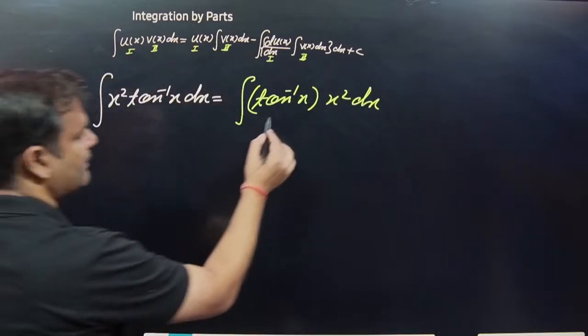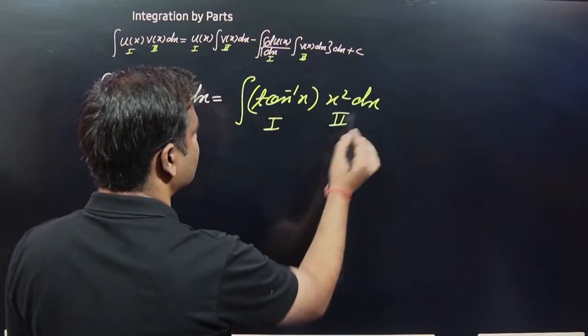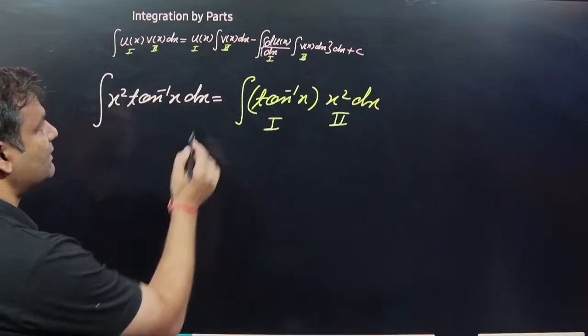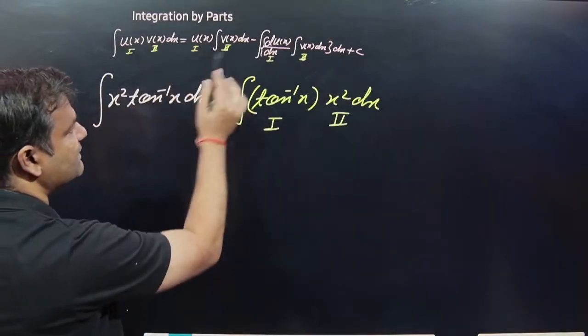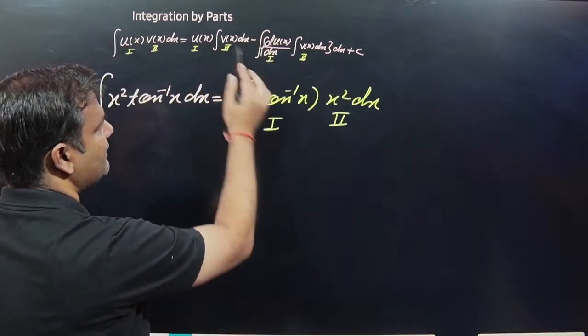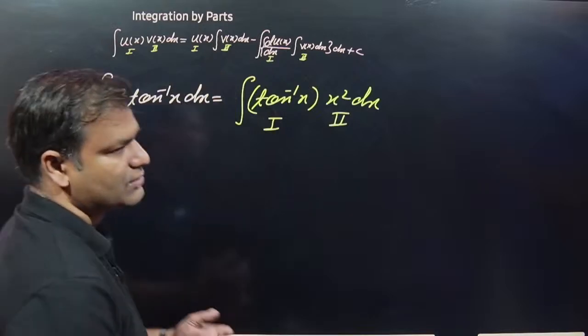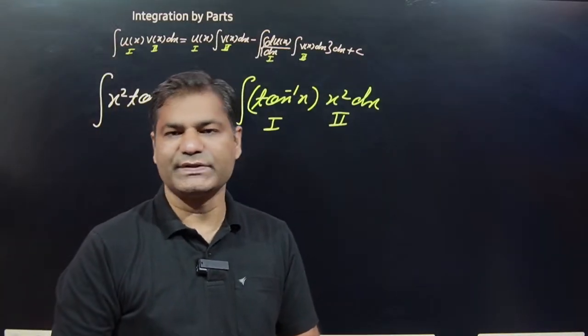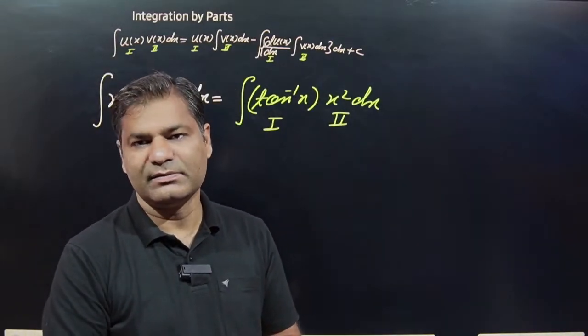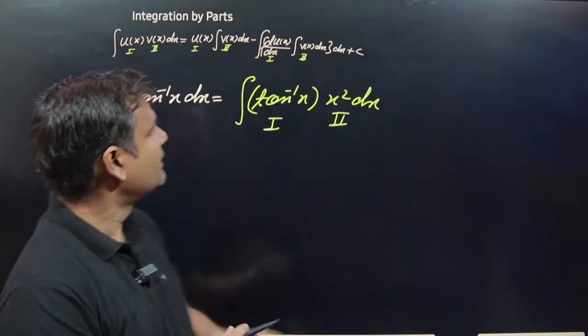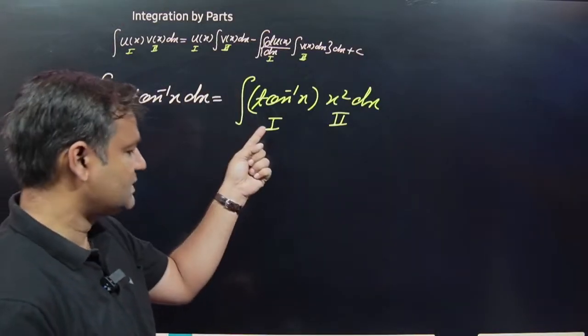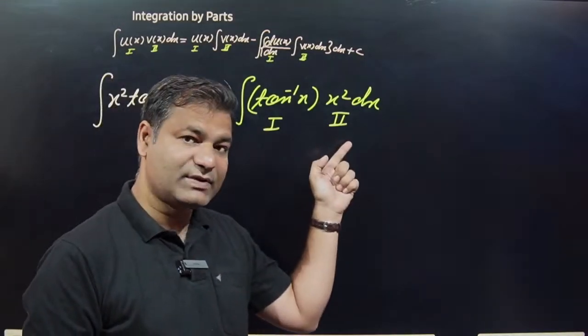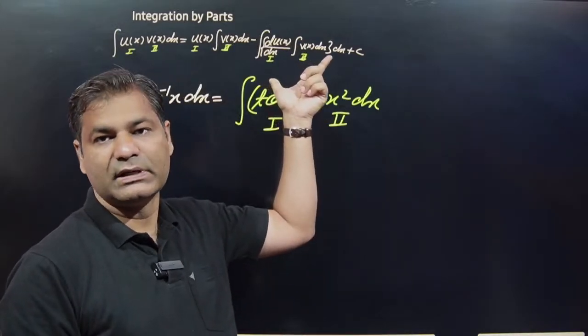If this one take first function and this one take second function, what is the advantage? Look here, first into tan inverse x into integration of x square. Integration of x square, you can understand. So if you follow, means this one is take first function, this one take second function, that is more suitable.